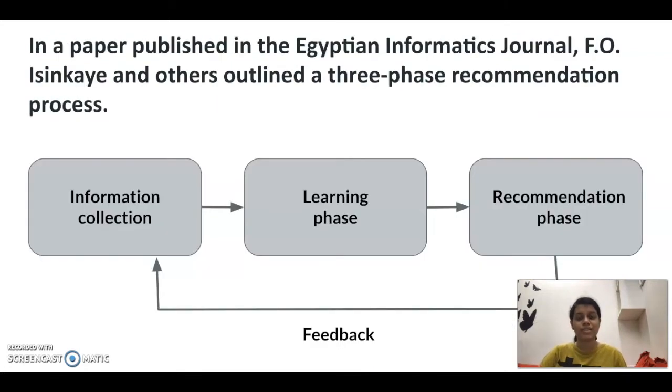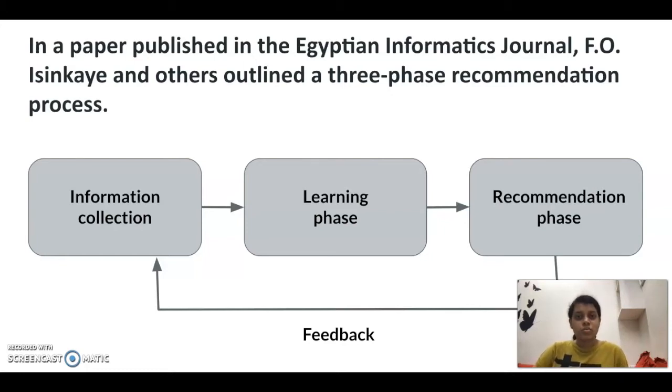To start off with the phases of the recommendation process, in a paper published in the Egyptian Informatics Journal, Isinkaye and others outlined a three-phase recommendation process. The first one is the information collection stage, where data about the user, such as their likes, dislikes, ratings, reviews, how much time they spend on a particular web page, and the view counts they give, are collected to create a user profile.